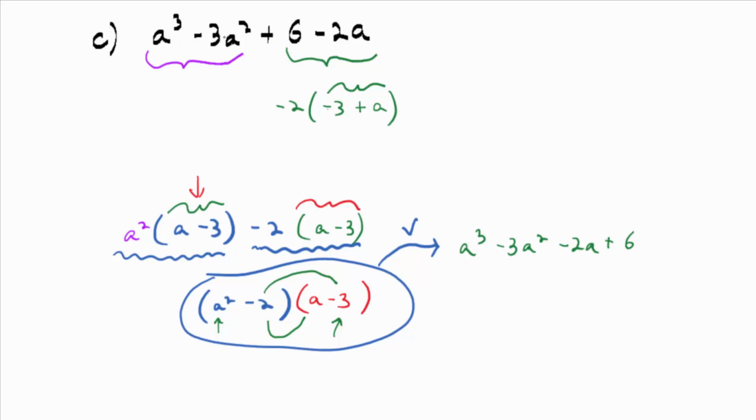Is that equivalent to what we started with? A cubed minus 3a squared. Okay, we've got the minus 2a before the plus 6, but it's the same. Well, it's not the same thing, but it is equivalent, right? Yeah. Okay, so that's your check. You know you did it right.